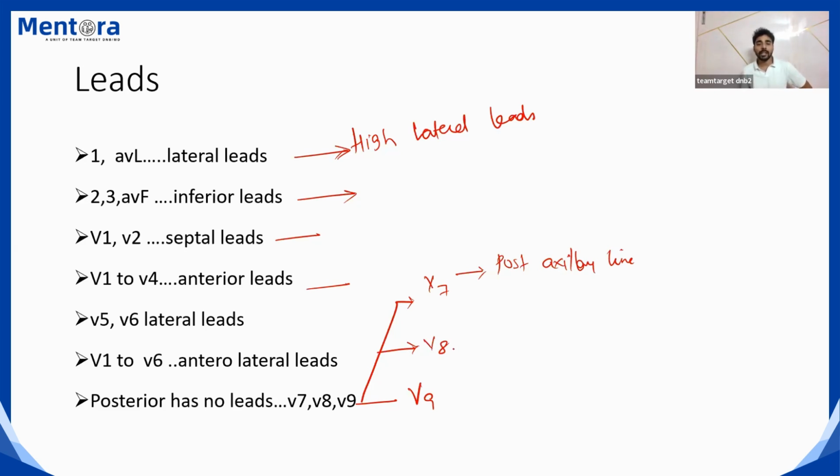And V8 you put at the tip of the scapula. You remove V2 and put it at the tip of the scapula. And then V9 you put at what is called the paraspinal region.